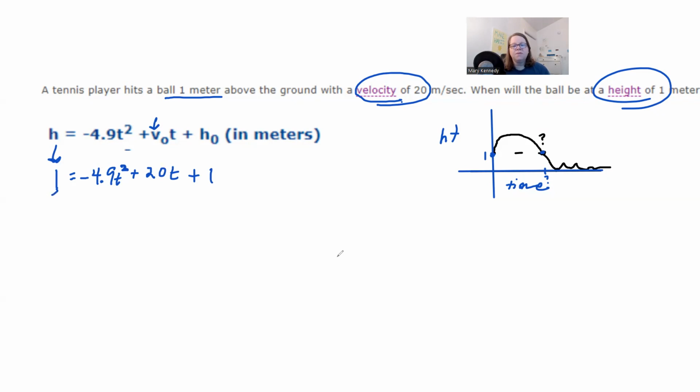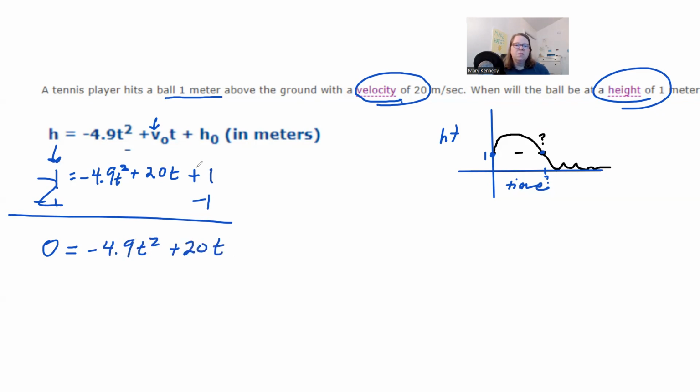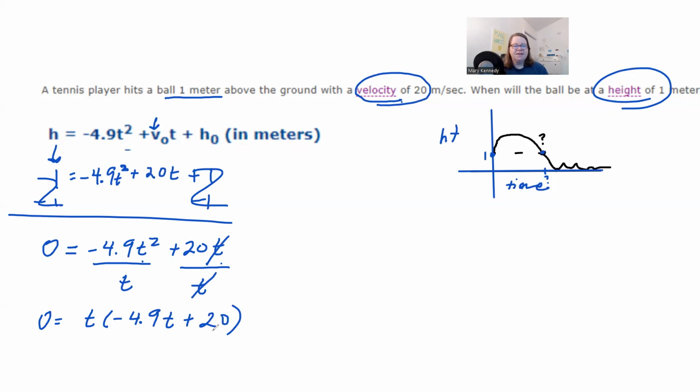So I'm going to subtract 1 from both sides. 1 minus 1 is 0. And so I have negative 4.9t squared plus 20t. And 1 minus 1 is 0, so that part goes away. Okay. So notice that you have a t value in both of these. So I'm going to factor out t. That leaves me with t times negative 4.9t plus 20, and it's just plus 20. There's not a t value there.